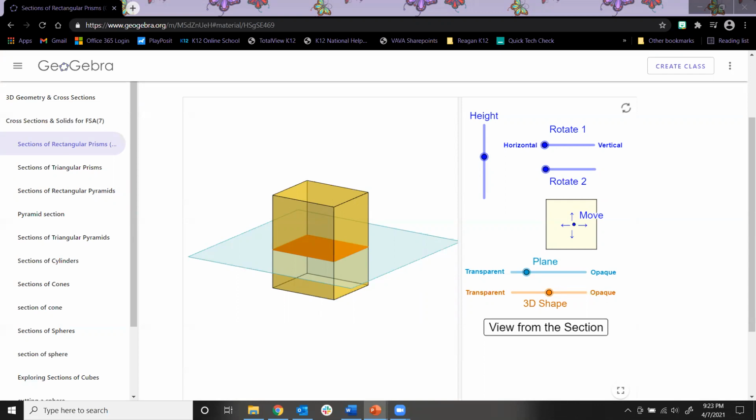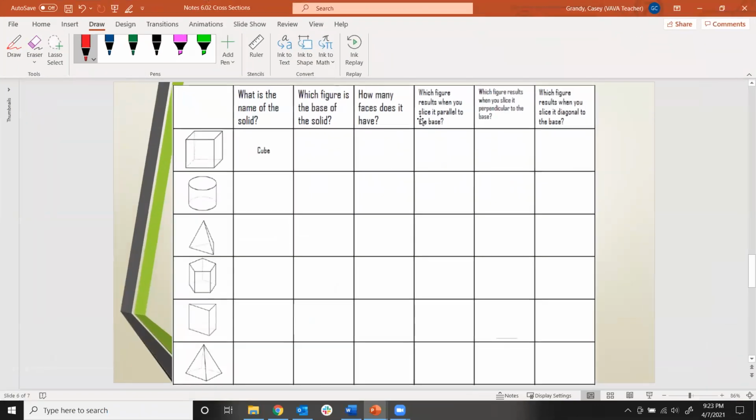Which figure is the base of the solid? In this case, if this was a cube, that base would be a square. If you were calling it a rectangular prism, then you would write rectangle here. How many faces does this have? Well, this has 6 faces. I'm saying 6 faces because I'm calling it a cube. If you called it a rectangular prism, you would probably say 4 faces, and the other 2 would be the bases.